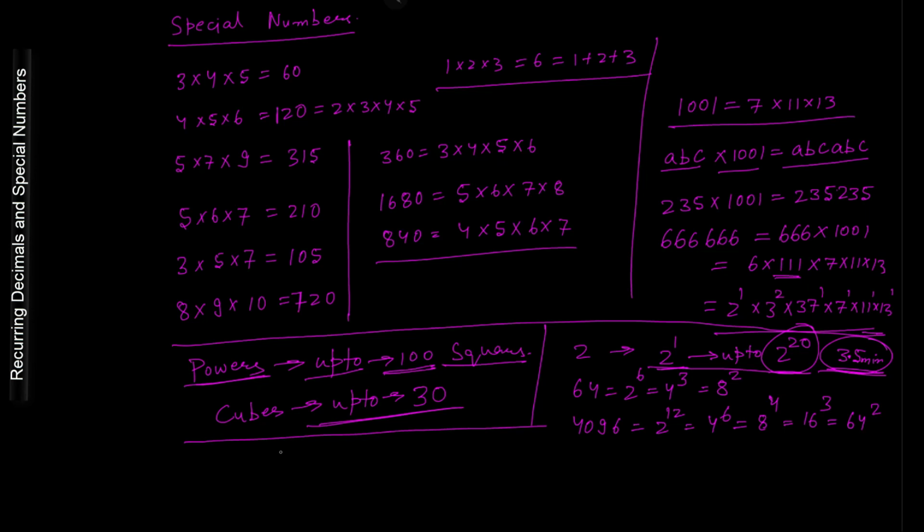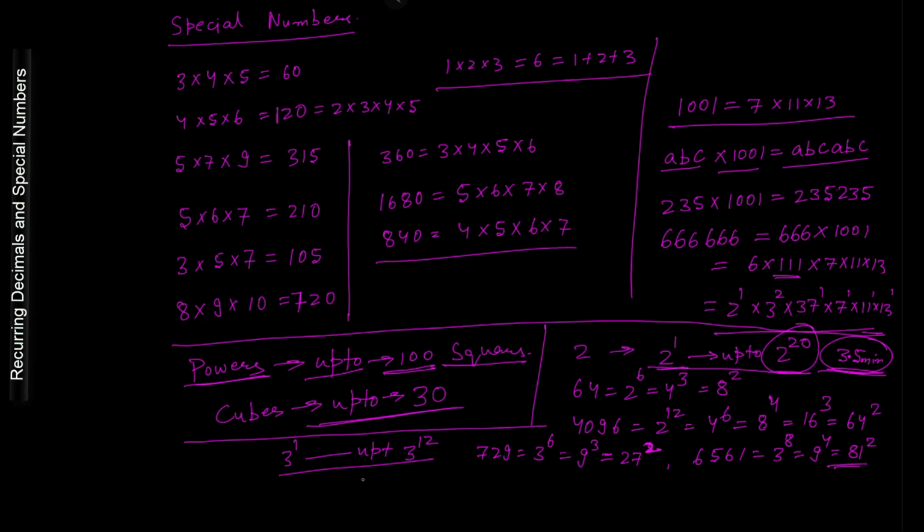For powers of 3, at least you must do up to 3 to the power 12. Just as certain examples, 729, it is 3 to the power 6, it is 9 to the power 3, it is 27 squared. It is not just one calculation, it will help you for many situations. There's another number, 6561. It is 3 to the power 8. It is 9 to the power 4. It is 81 squared.